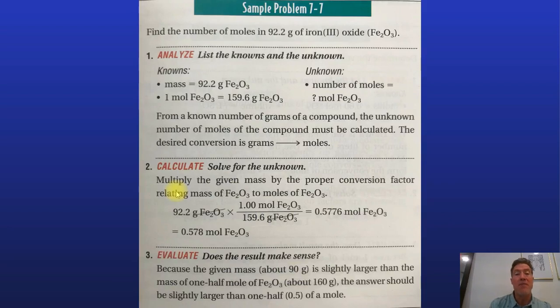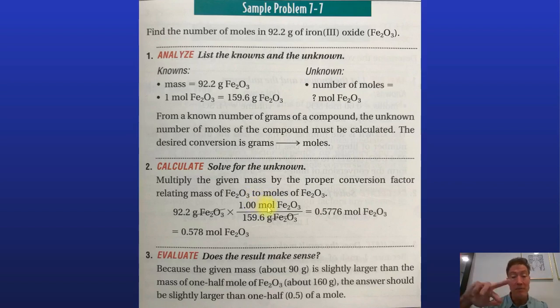All right, another sample problem. Find the number of moles in this many grams of iron 3 oxide. So here we're starting with a mass and we're converting to moles. In the previous problem we started with moles and we converted to mass. So we start down here with our 92.2 grams of iron 3 oxide. We convert that now to moles per gram because we're going to cancel out our grams, right, and convert it to the units that we want, moles. So we use this conversion factor.